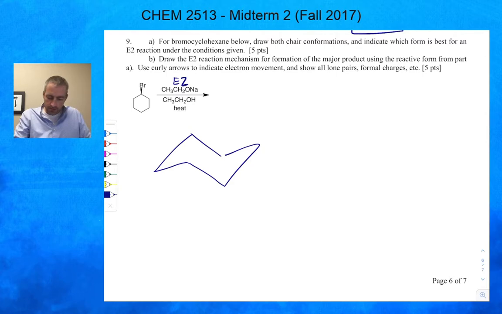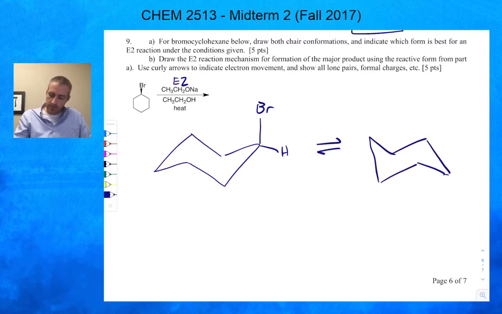We could have the bromine in the up position. Now we want to draw the mirror image, which would have the bromine still up, but now in an equatorial. This would favor the compound on the right because in terms of stability, the right one is the more stable one.